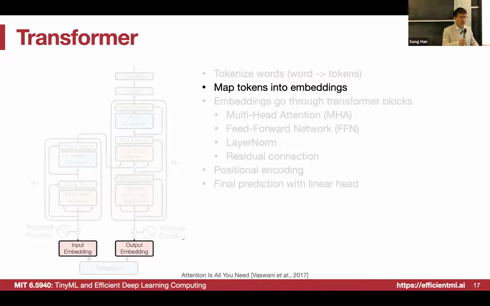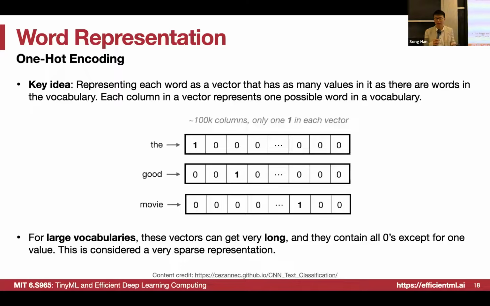And then we want to map the token into embeddings. The naive way is to use one-hot encoding, right? Use 1000 to represent one word, 0100 to represent good, and 0010 to represent movie, right? So you can represent each word as a vector that has many values, the number of values equal to the number of words. And each word has only one entry that is 1. What's the problem of using one-hot encoding?